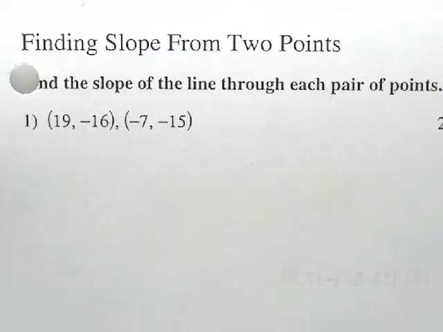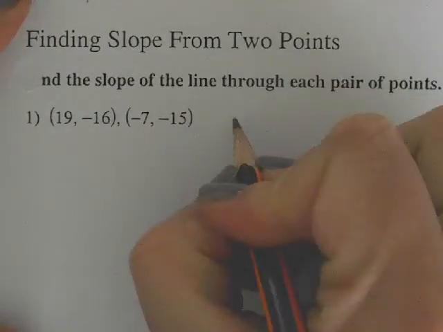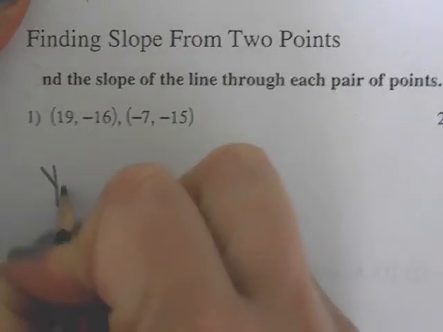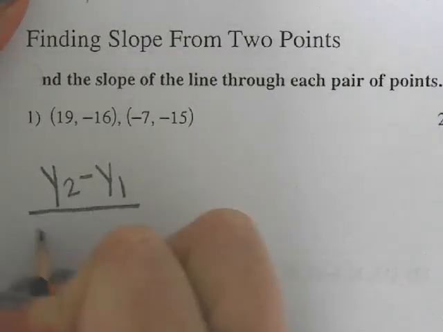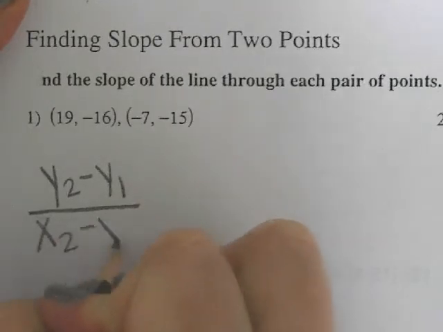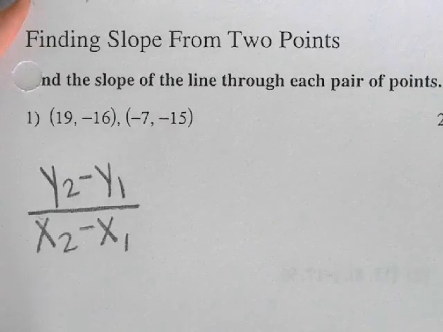Okay, today we're going to talk about finding slope between 2 points. So when we find slope between 2 points, we're going to use the formula change in y over change in x. So my formula is y2 minus y1 over x2 minus x1. So whenever I'm doing slope from 2 points, I always like to label my coordinates.